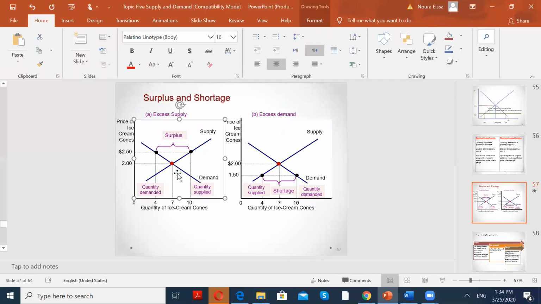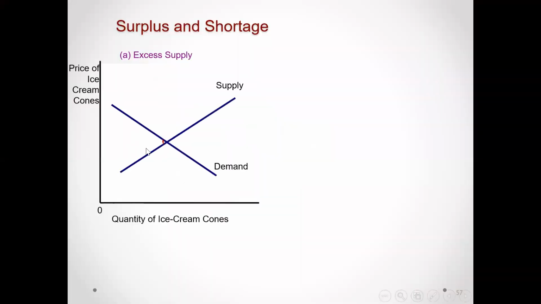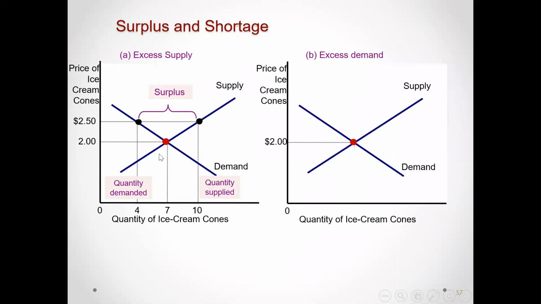we have it with numbers. Again, these are the supply and demand for ice cream. Here's the demand, supply, equilibrium. Okay, if I ask you, where is the equilibrium price and where is equilibrium quantity? How will you answer? The equilibrium price is 2, the equilibrium quantity is 7.